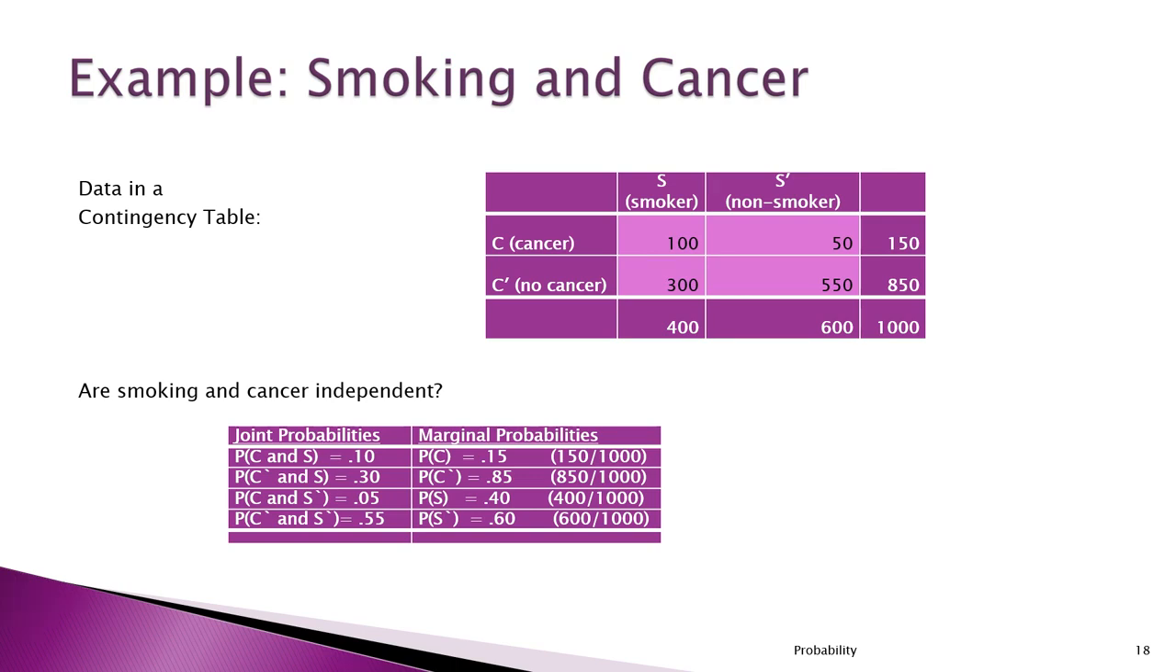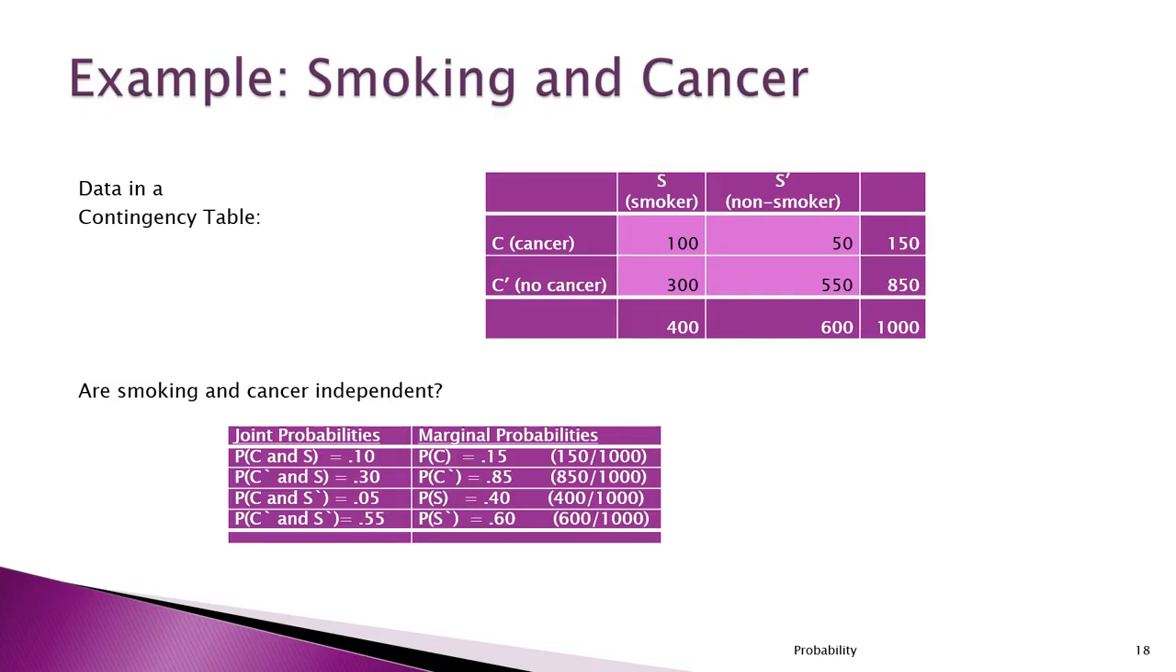If you divide through by 1,000, then you can get a joint probability table. But you see the joint probabilities in the bottom. You take 100 divided by 1,000, you get 0.10. That's the probability of C and S. If you want to know the probability of not C and S, 300 over 1,000, that's 0.30. If you divide 50 by 1,000, that 0.05 is the probability of C and not S. And if you want the probability of not C and not S, that's the 550 over 1,000, that's 0.55. That gives you the joint probabilities.